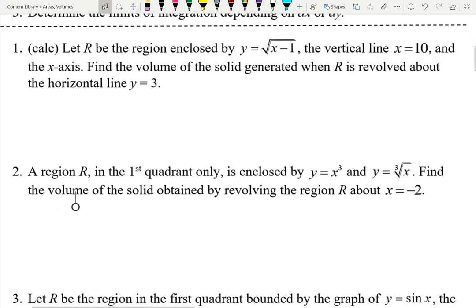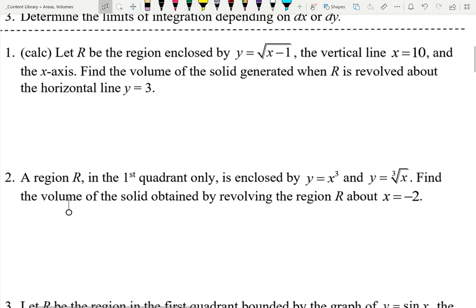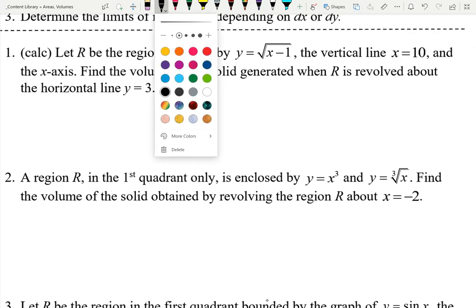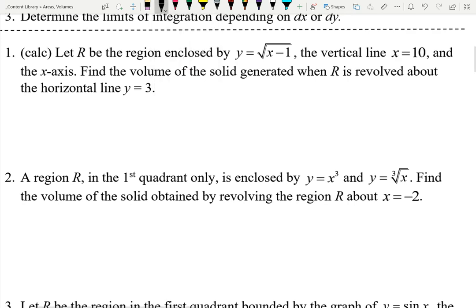All right, so we've got R being a region enclosed by, I'm not sure why we're getting the weird double square root there, but that's just supposed to be square root of x minus 1, the vertical line x equals 10, and the x-axis. We want to find the volume when we revolve that region about the horizontal line y equals 3. All right, so we're going to start by constructing, or drawing, this graph.